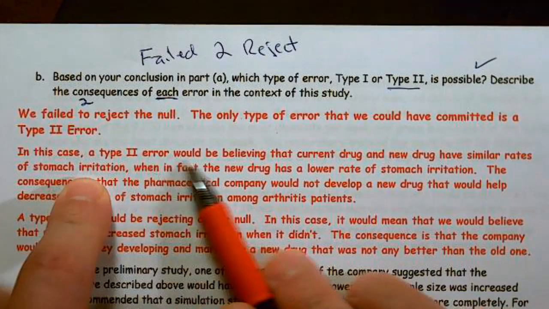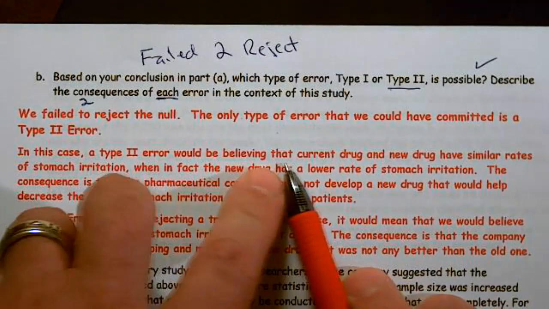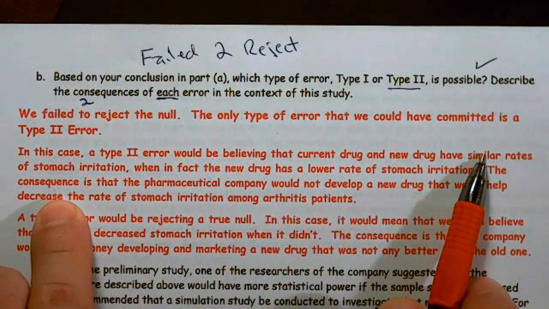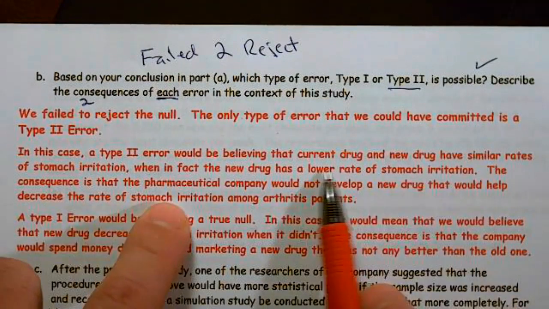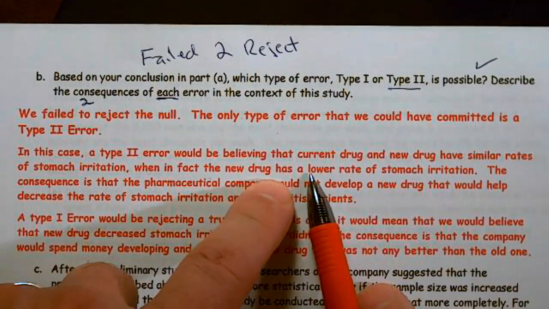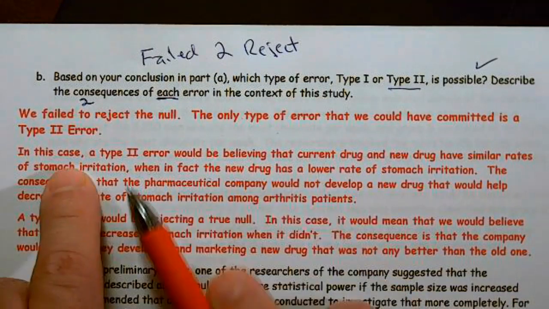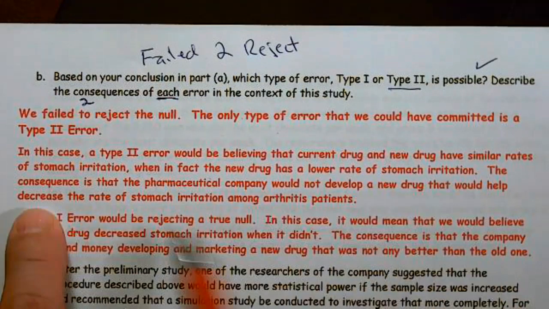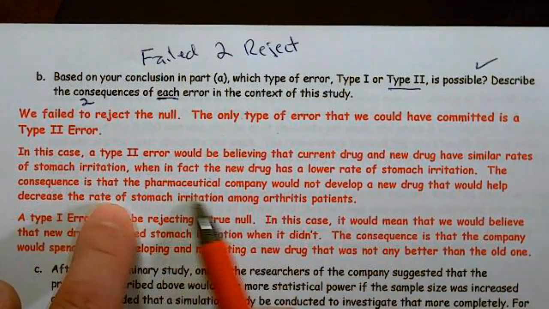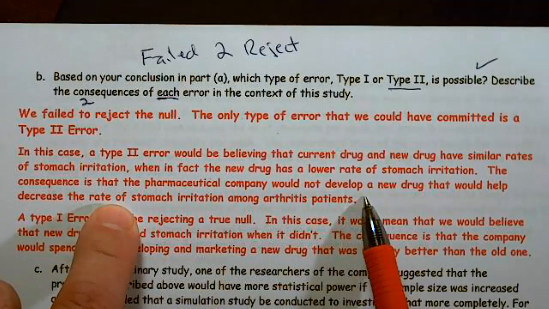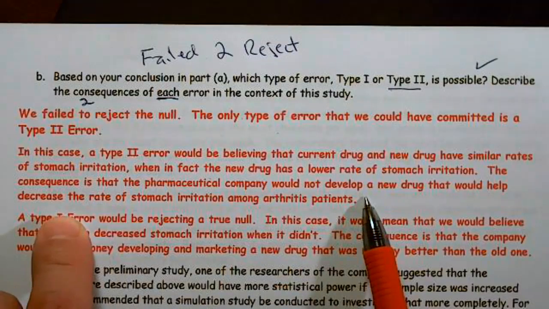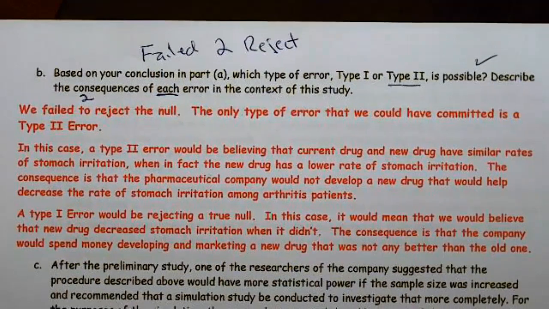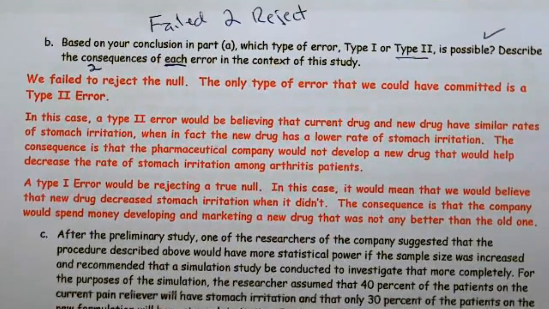In this case, a type 2 error would be believing the current drug and new drug have similar rates of stomach irritation, which is what we believed, when in fact the new drug has a lower rate. In other words, our belief was wrong when the new drug had a lower rate. The consequence is that the pharmaceutical company would not develop a new drug that would help decrease the rate of stomach irritation among arthritis patients. They wouldn't make the new drug because there's no difference.